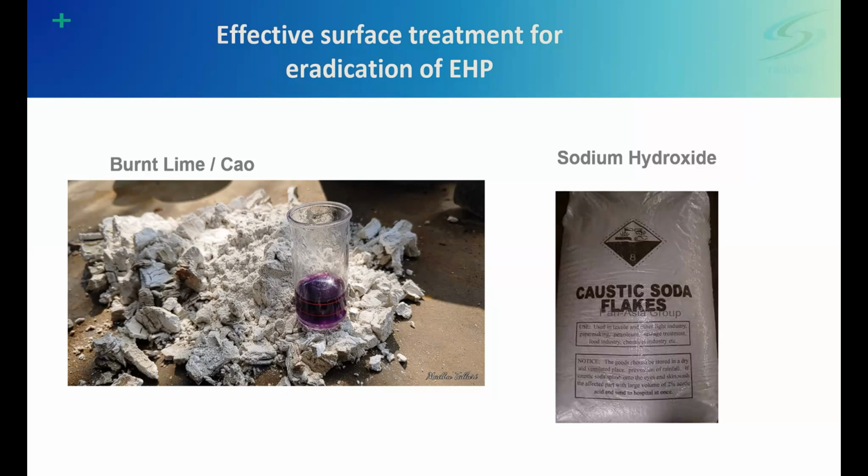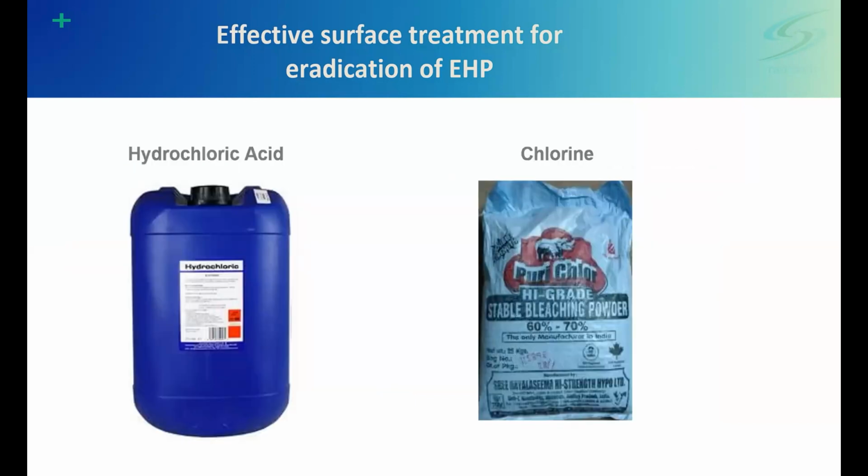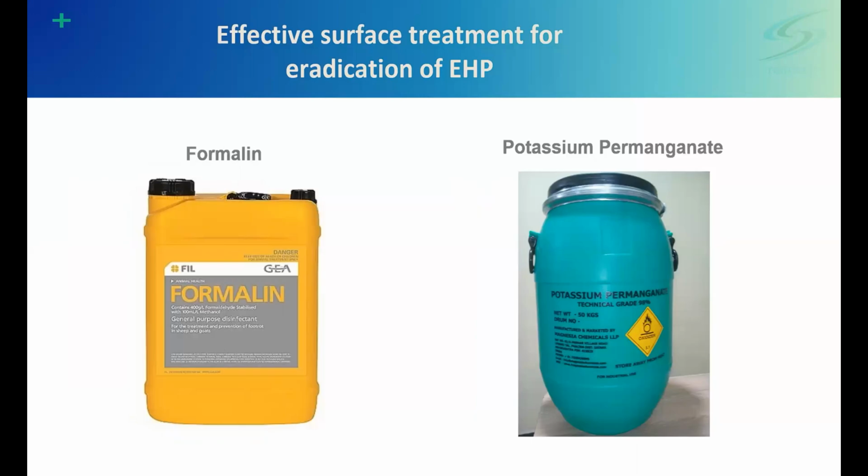The next, and its sister chemical, is caustic soda or sodium hydroxide. Both are one and the same. It is relatively cheaper and you can use it in lower quantities, but it can raise pH up to 13.2. And you have another 2 chemicals to reduce pH, like hydrochloric acid. It is very effective to reduce pH, and even lowering pH in the pond can help to eradicate EHP. And 40 ppm of chlorine can also eradicate EHP.